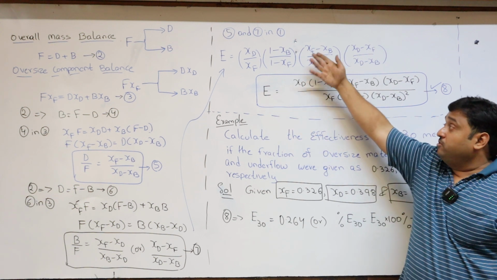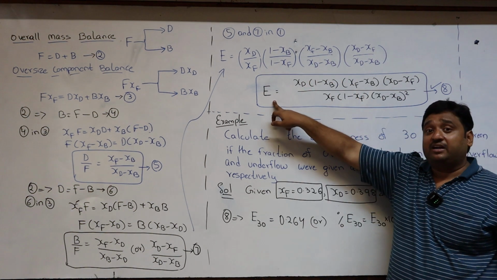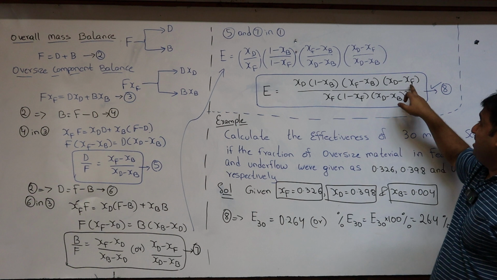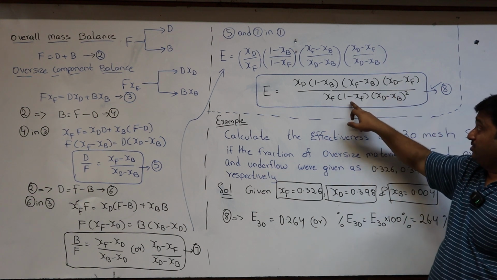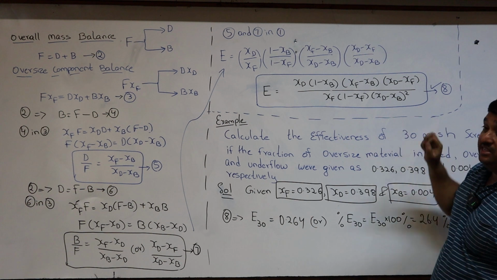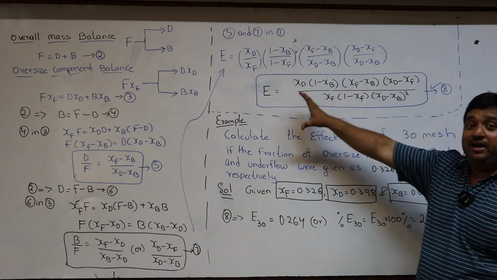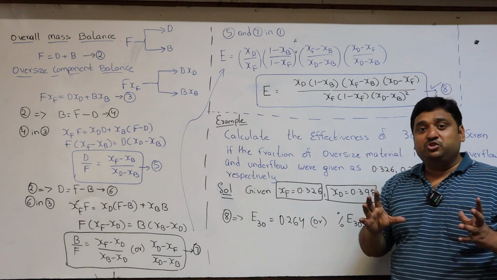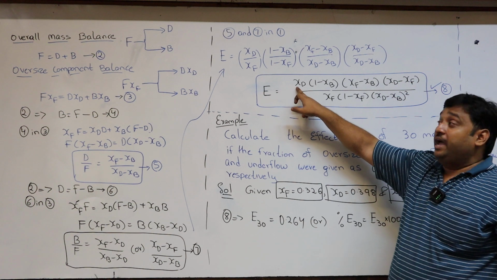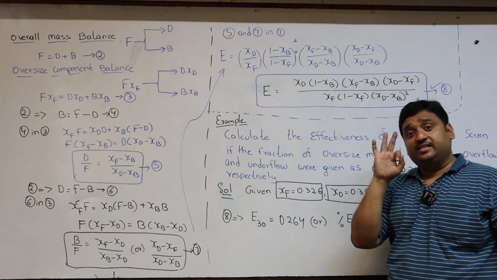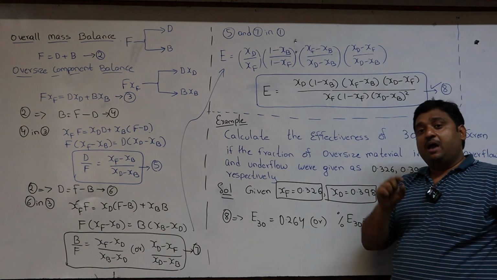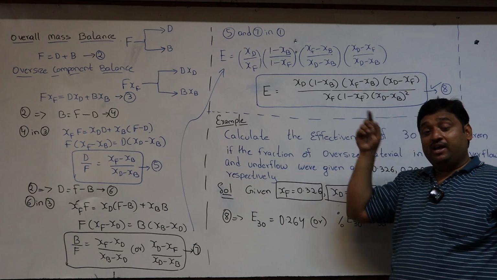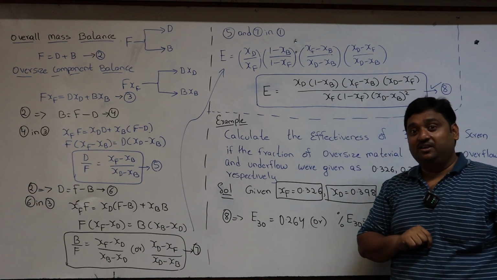If you rearrange this equation, the effectiveness factor is xD into (1 minus xB) into (xF minus xB) into (xD minus xF) divided by xF into (1 minus xF) into (xD minus xB) whole square. Now we have the complete expression for finding the effectiveness of any screen. Only one thing you should know: the amounts of xF, xD, xB. These are the three things you should know. What is xF? Amount of oversize in the feed. xD, amount of oversize in the overflow, and xB, amount of oversize in the underflow.